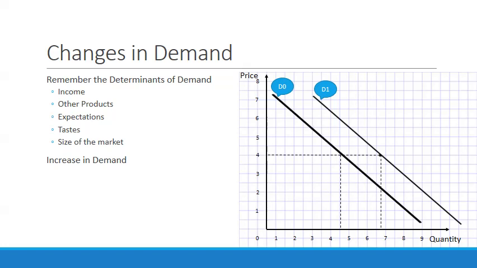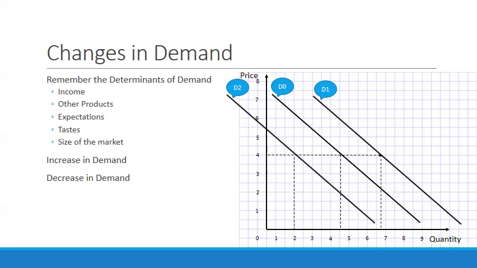Now, what happens when we have a decrease in demand? Well, the opposite occurs. Demand shifts to the left. We see D2. Notice on D2, price remained the same the entire time, but the demand fell. So if consumer incomes were to fall, demand would shift to the left.